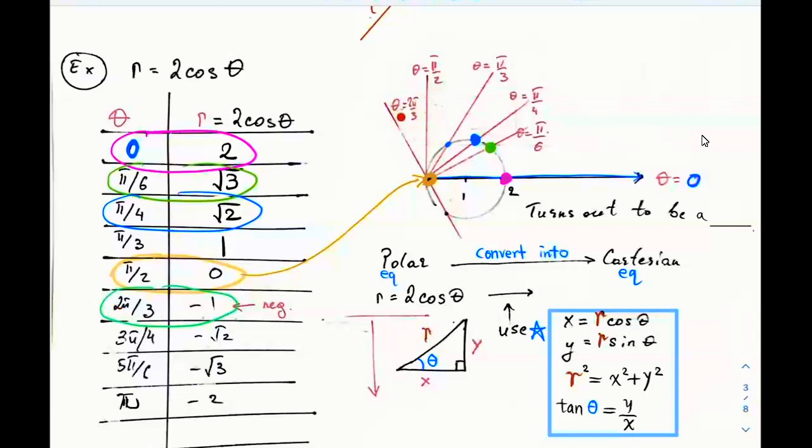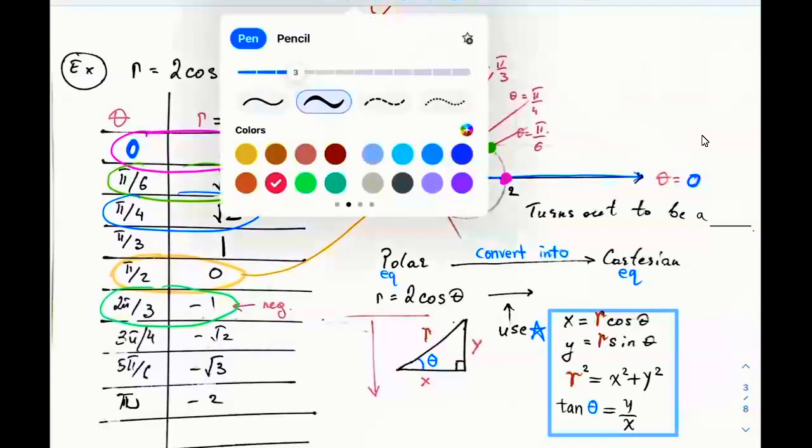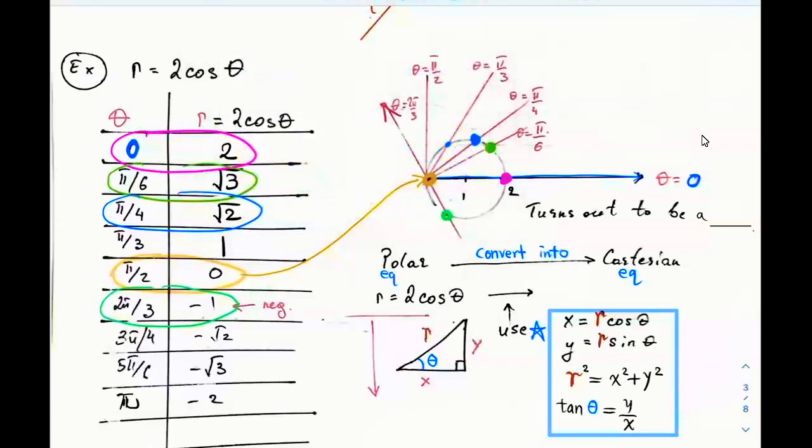Theta equals 2 pi over 3. So instead of going in this direction of the ray, you go the opposite way. And you're going to locate negative 1. So you're going to end up over here. Okay, so it is this one over here. So you go the opposite direction of this ray. You will go this way and you go 1. So you get this one over here.